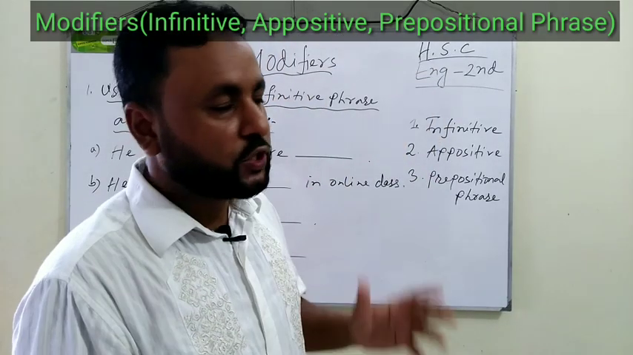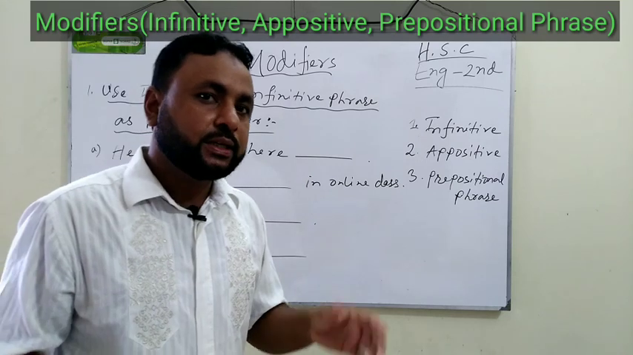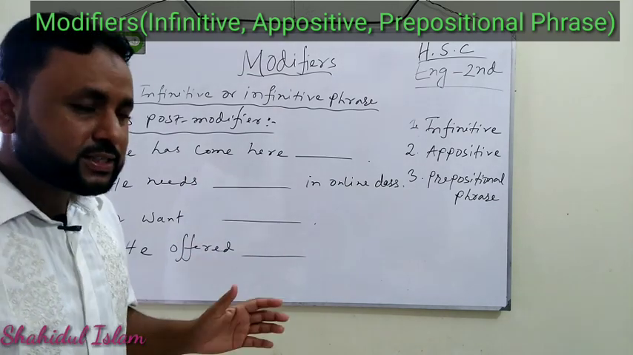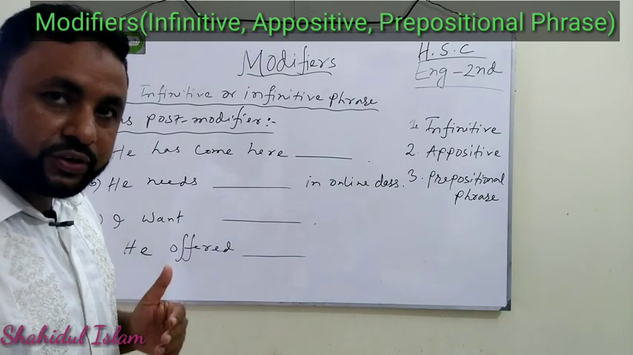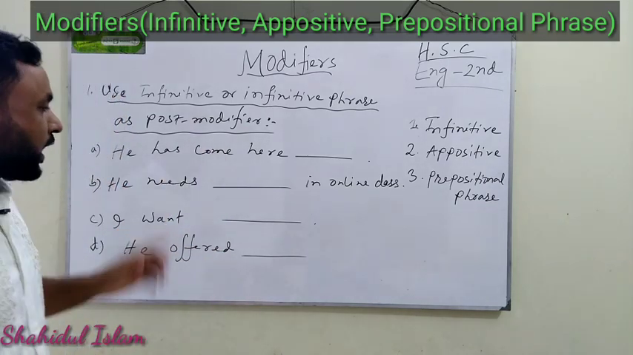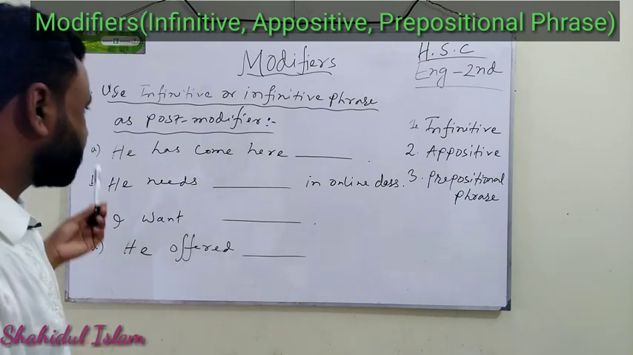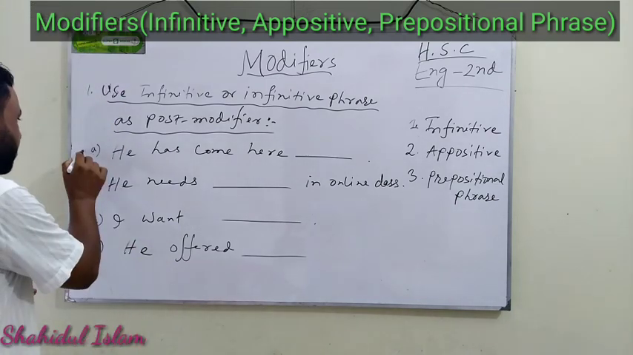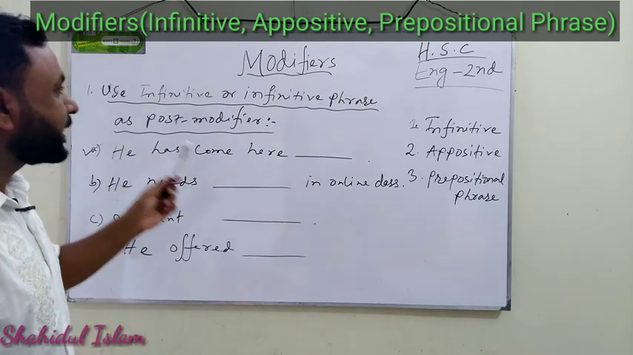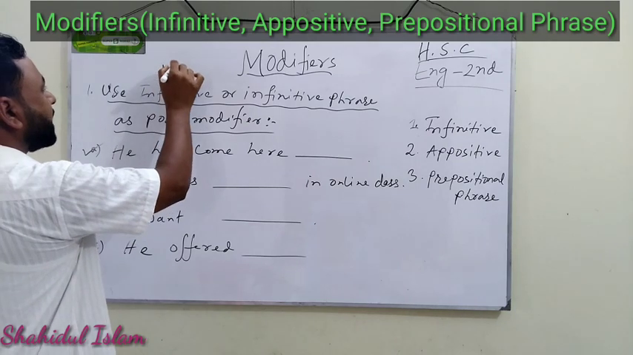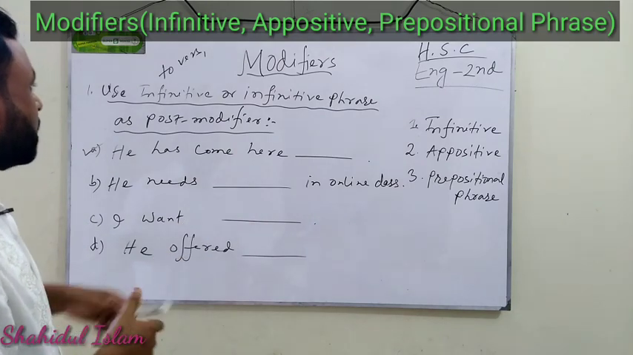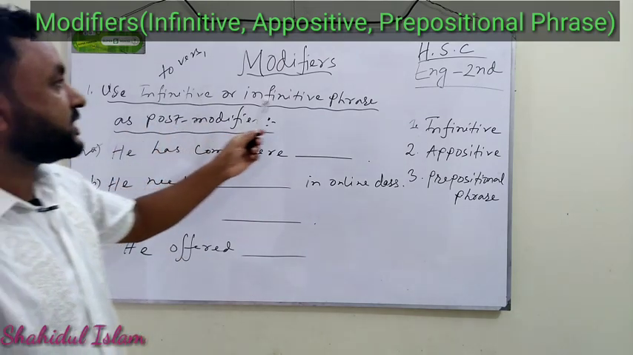Now I will discuss how we can use the infinitive or infinitive phrase as a post-modifier. In earlier classes I discussed pre-modifiers. Now we are going to discuss post-modifiers. First of all, I have given some examples. Look at the example here. Number A: He has come here. Infinitive is just to plus verb one, and you can tell here what is the infinitive and what is the infinitive phrase.